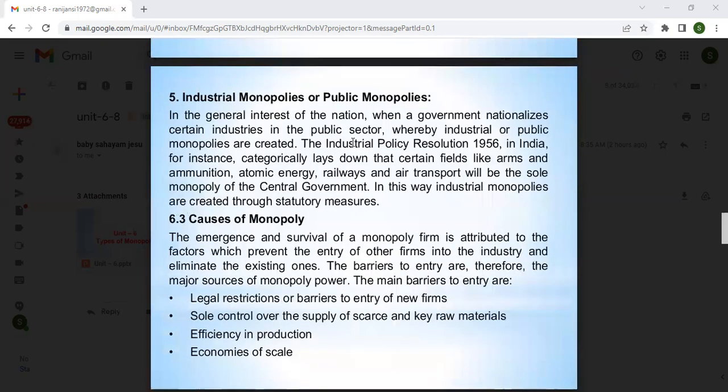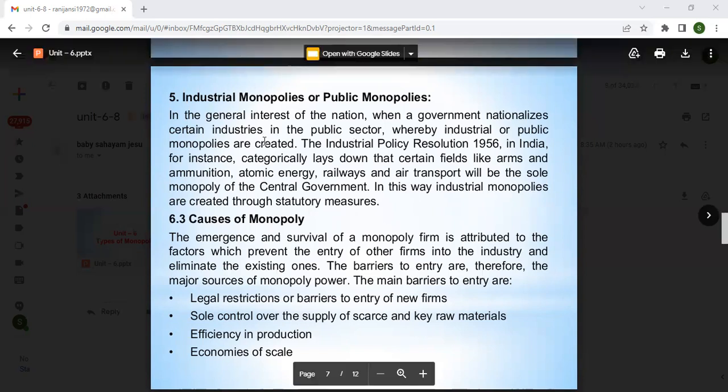Last one, industrial monopolies or public monopolies. In the general interest of the nation, the government nationalized certain industries in the public sector, whereby industrial or public monopolies are created. The Industrial Policy Resolution 1956 in India, for instance, categorically laid down that certain fields like arms and ammunition, atomic energy, railways, and air transport will be the sole monopoly of the central government. In this way, industrial monopolies are created through statutory measures.